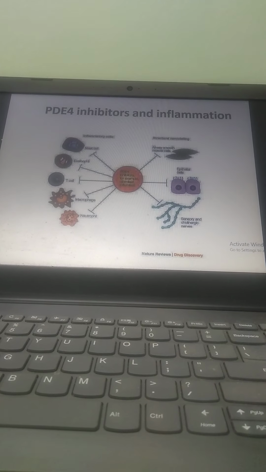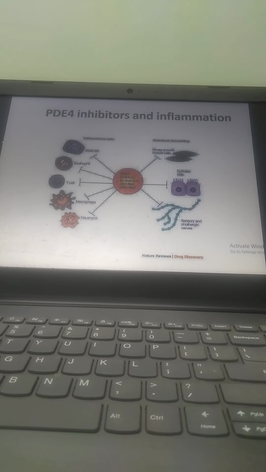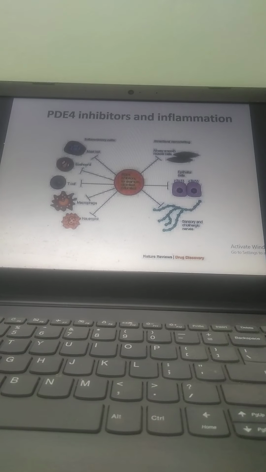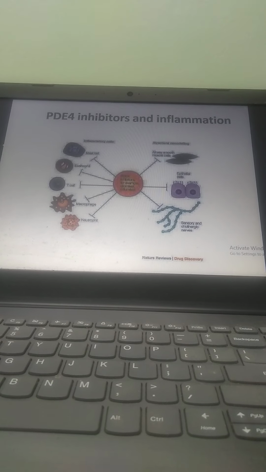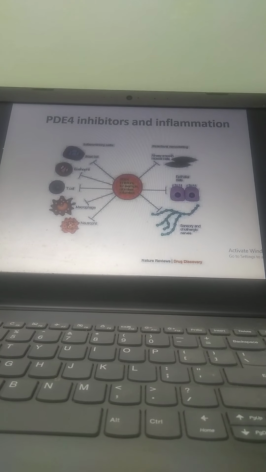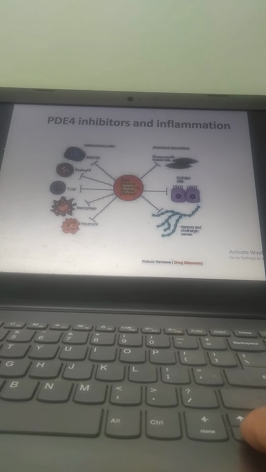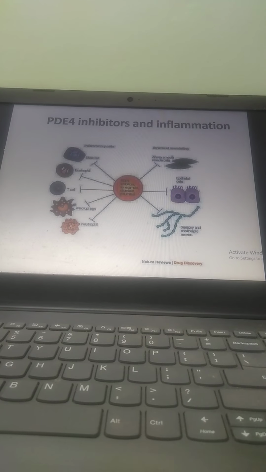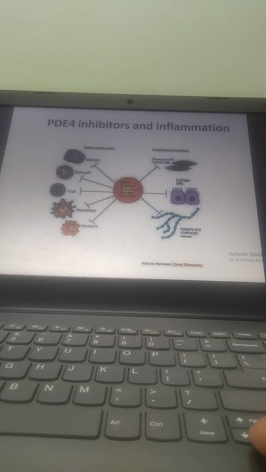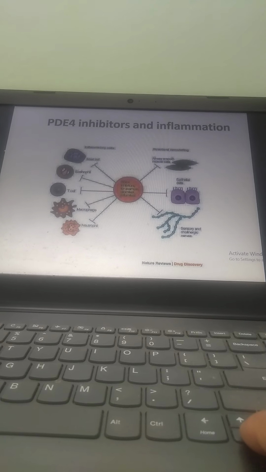Now PDE4 inhibition and inflammation: we have inflammatory mast cells, eosinophils, T cells, macrophages, neutrophils, and structural remodeling of airways, smooth muscle, mucus, and epithelial cells. PDE4 inhibitors, for example, cilomilast and roflumilast. So these are the newer drugs which are specific PDE4 inhibitors, and these are coming drugs. But for PDE4, only theophylline was what we were giving, and now its use has abated because of the side effects, and adverse drug reactions are being reduced.